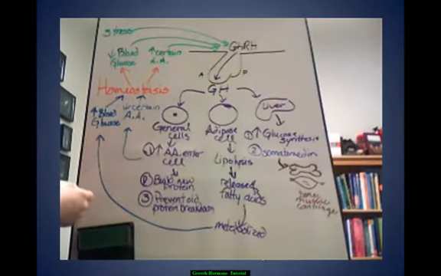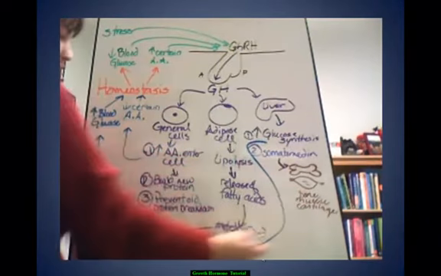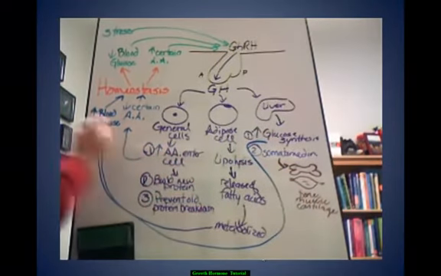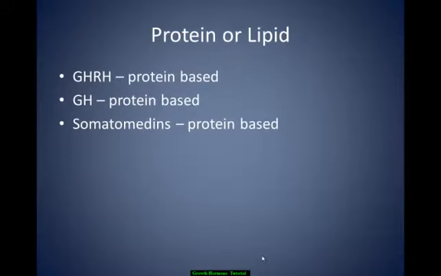So as growth hormone affects the liver and causes glycogen to be broken down into glucose, and I synthesize this glucose, ultimately this is going to have an effect on my circulating blood glucose levels. It's important for us to recognize whether the hormones released in this particular feedback loop are protein or lipid based. As it turns out, growth hormone releasing hormone, growth hormone itself, and somatomedins are all protein-based amino acid derivative hormones.